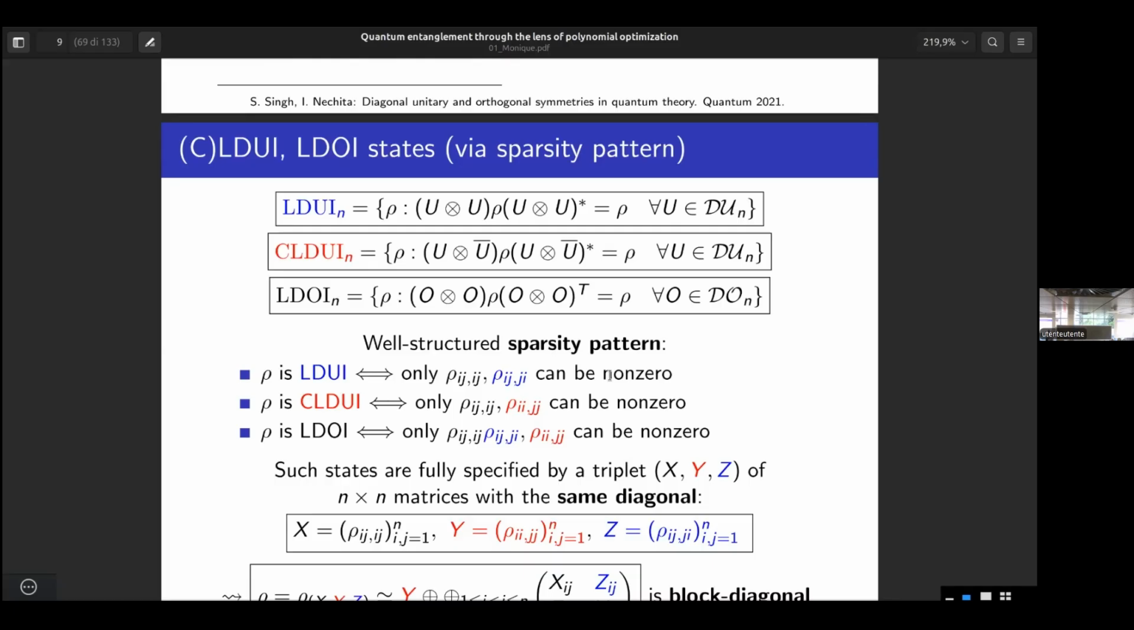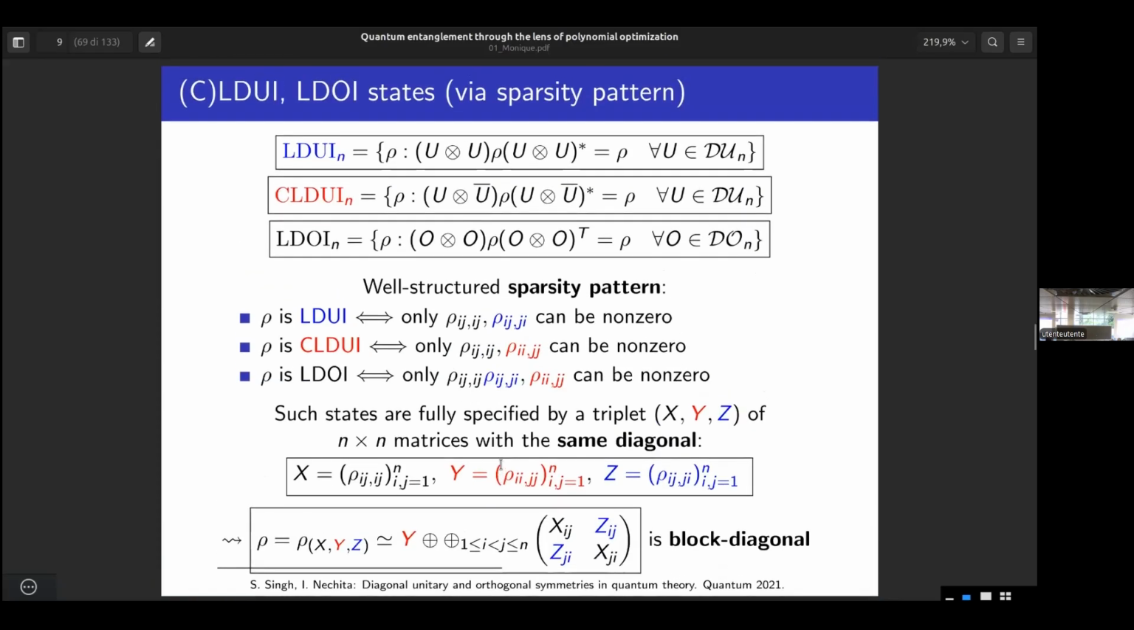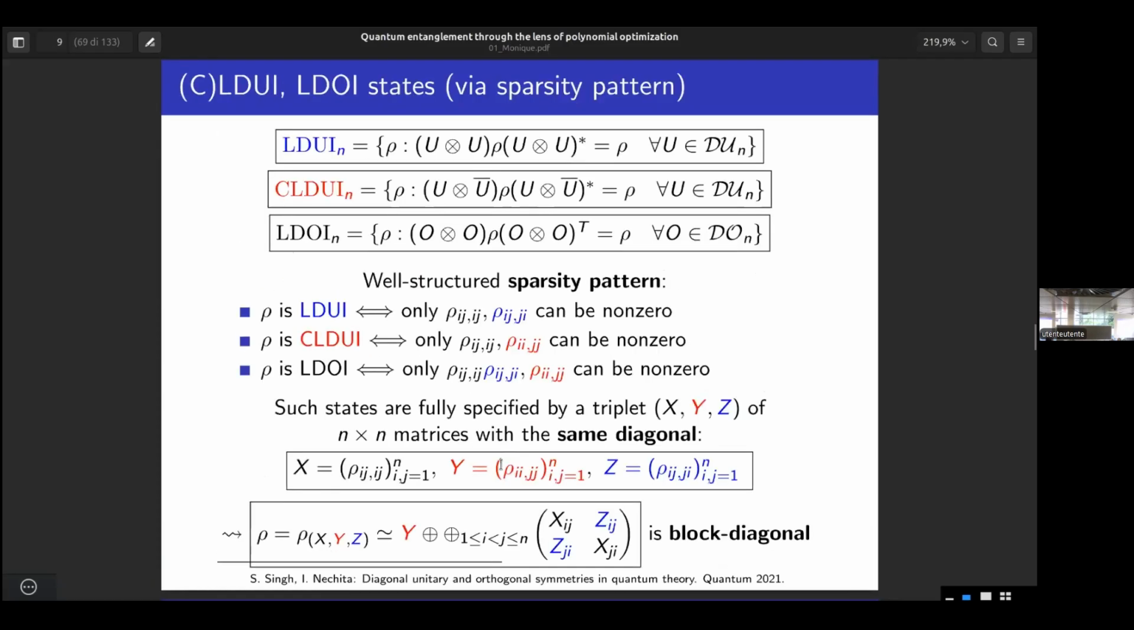But it's part of the formula. So the formula says that your state here, let's take the last one, depends on these 3 matrices and has a block diagonal structure. You have a block Y of size n by n, and then you have n choose 2 blocks of size 2 by 2, which are created by taking the X and the Z entries.